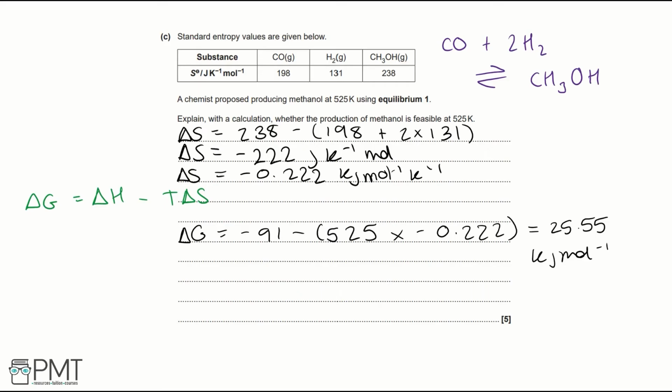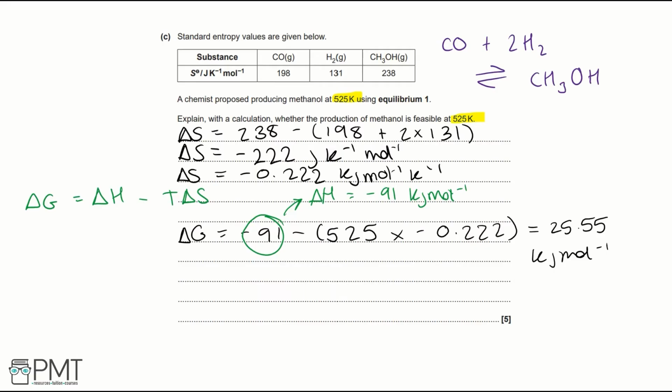So looking at where these numbers come from, this minus 91 is the delta H value for equilibrium 1, and it equals minus 91 kilojoules per mole. So that's why it's better to convert joules into kilojoules, because then you are changing less things that you're given in the question. And then you're minusing your temperature, which is told in the question is 525 Kelvin, and then you're multiplying by your delta S that you've just calculated in order to get this final answer of 25.55 kilojoules per mole.